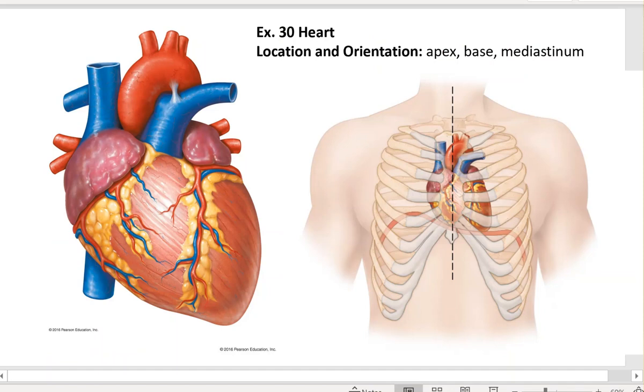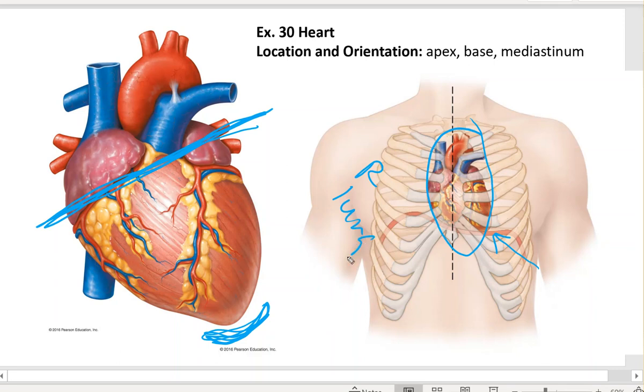All right, so now we're looking at the heart and how it's oriented in the chest. The apex is this pointy part down at the inferior end, and you can see it points towards the left a little bit. So that's how you could use apex to tell you if you're looking at the front or back of the heart. The base of the heart is this broad area where all the big vessels come out, the flat triangular side, and the mediastinum is this area in between the right lung and the left lung, where the heart sits.